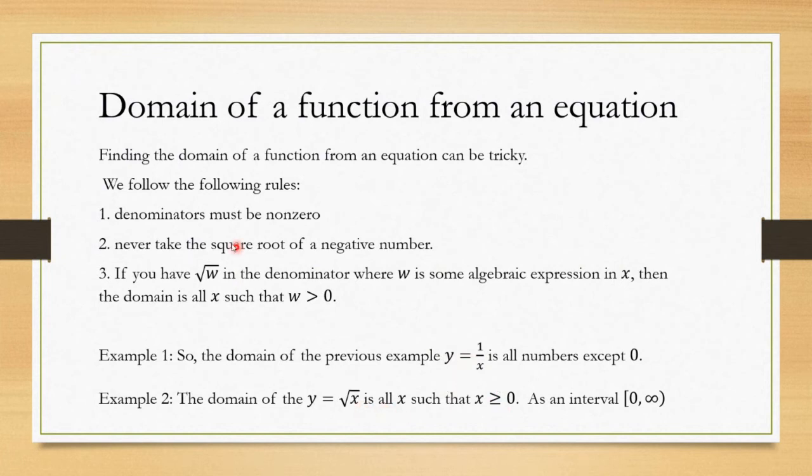Here, the square root, as I said, you never take the square root of a negative number. So in this case, the domain is all numbers that are non-negative, which as an interval is this. Again, there's different notation people use. Some people just write y equals something or f of x equals something. But here we're dealing with y as a function of x.